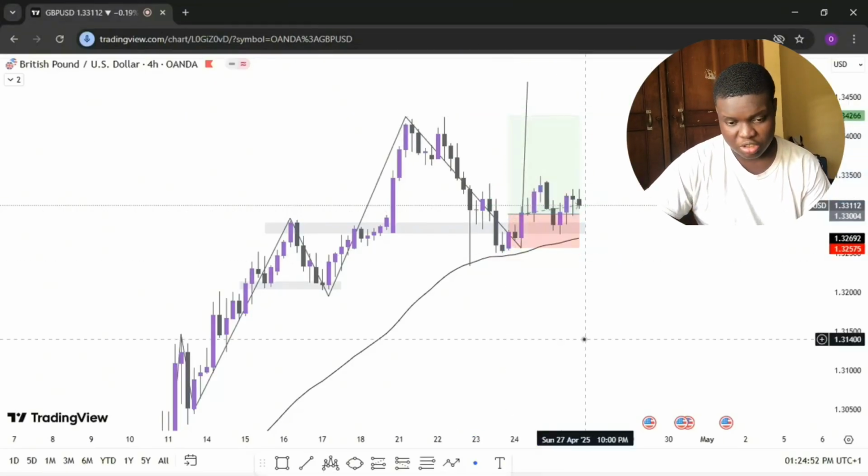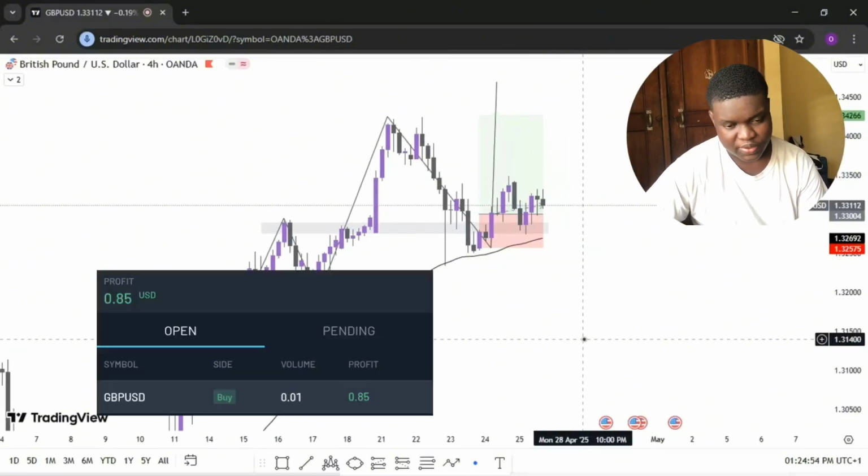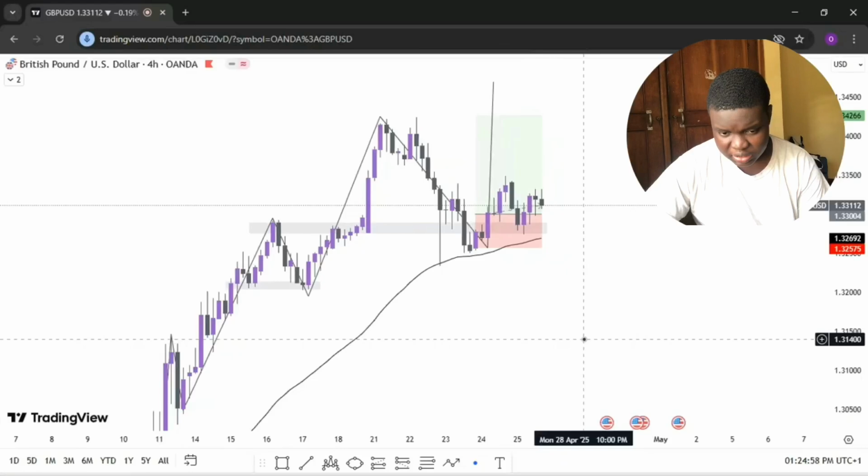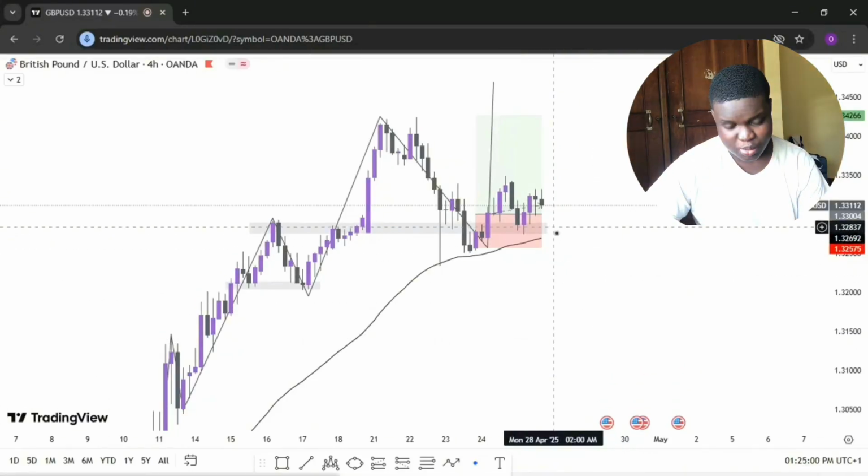So I'll pop a screenshot on the open position right now. We're still floating. The position is still open, I believe. And yeah, we're looking to hold this trade until it hits my stop loss or take profit.